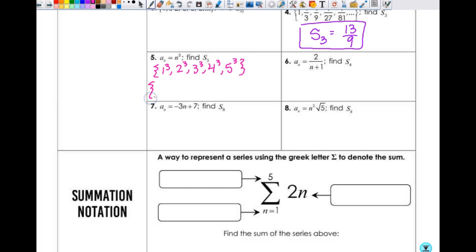So what is 1 cubed? 1. What's 2 cubed? 8. What's 3 cubed? 27. Good. 4 cubed? 64. And then 5 cubed? 125. You just have 5 quarters and it's 125. Good. And then you can add those up. So the sum of the first 5 terms. Go ahead.